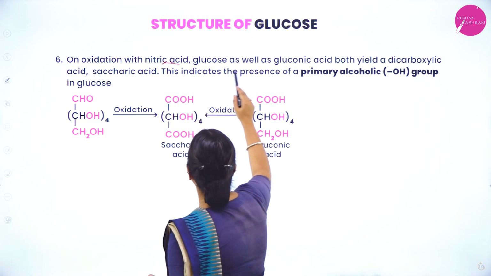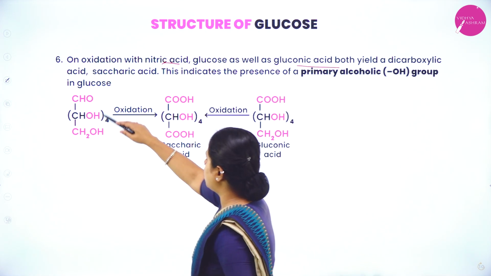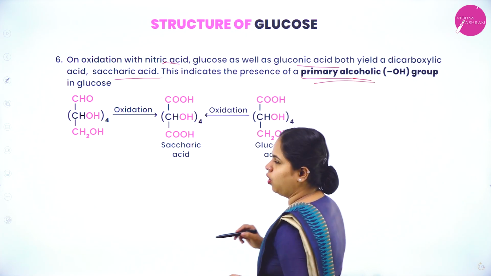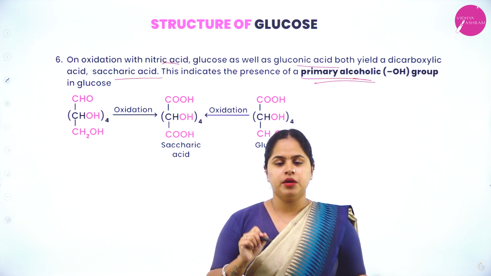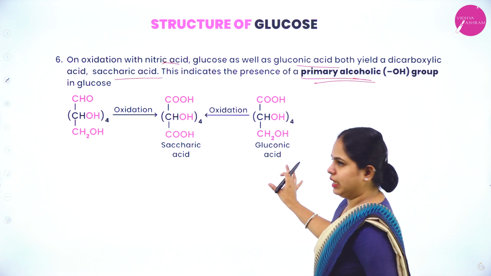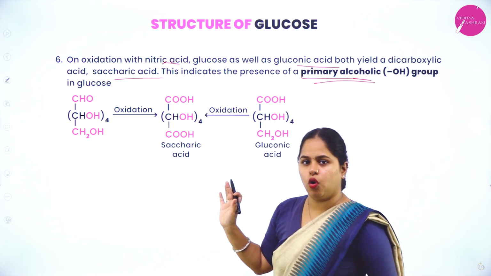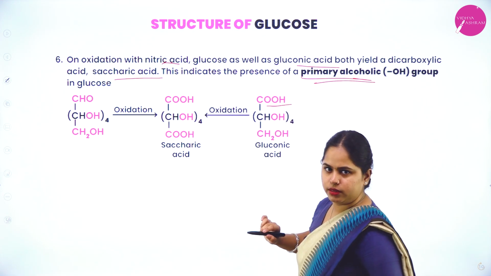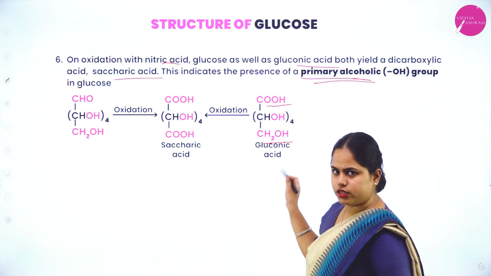What is happening? Glucose as well as gluconic acid both yield a dicarboxylic acid, which is called saccharic acid. This indicates the presence of a primary alcohol. Okay, so there is also a presence of a primary alcohol here, because of which both gluconic acid and glucose will undergo oxidation to form saccharic acid. So as you can see here, you have a COOH, that is a carboxylic group, and you have a primary alcohol here. This is called gluconic acid.